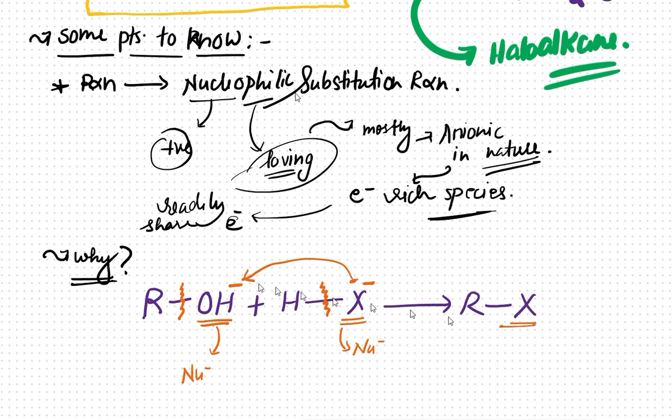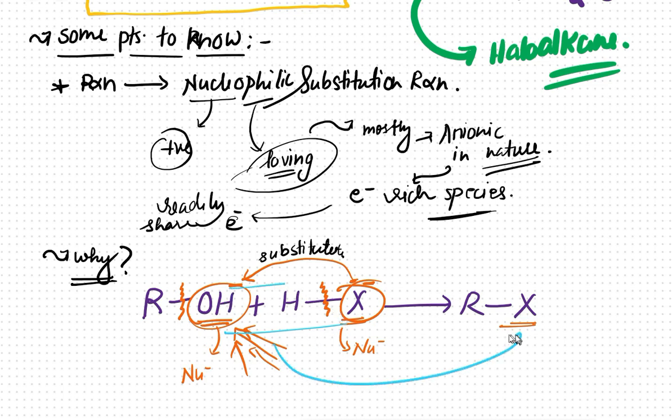Now here you can see that X has replaced OH minus. The right word to use in this situation is substituted. X has substituted OH. That is why we call it a substitution reaction. You can see that this OH is being substituted by X, and the product you get is your haloalkane. After this substitution, X forms a bond with R and OH forms a bond with hydrogen.